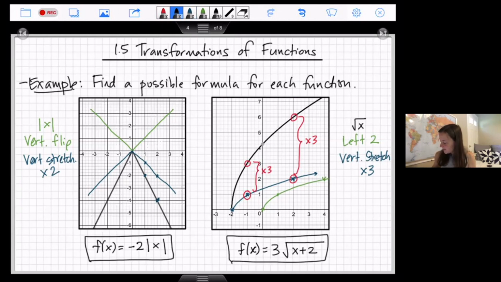On homework, it's very easy to hop over to Desmos and graph these and make sure that you get everything in the right place. So that's it for transformations of functions, and we'll be starting something new next time I see you.